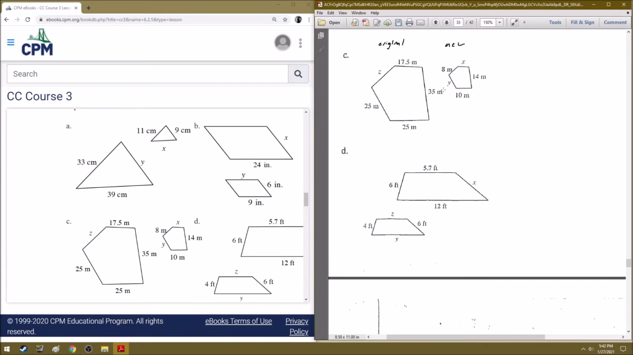So to find the scale factor, we need to find two corresponding lengths or sides that we know the lengths of. So it looks like we have a few different ones to pick from. I'm going to pick this one down here because we know in the original it's 25 and in the new shape it is 10. So remember, the scale factor is equal to the new side length over the original.